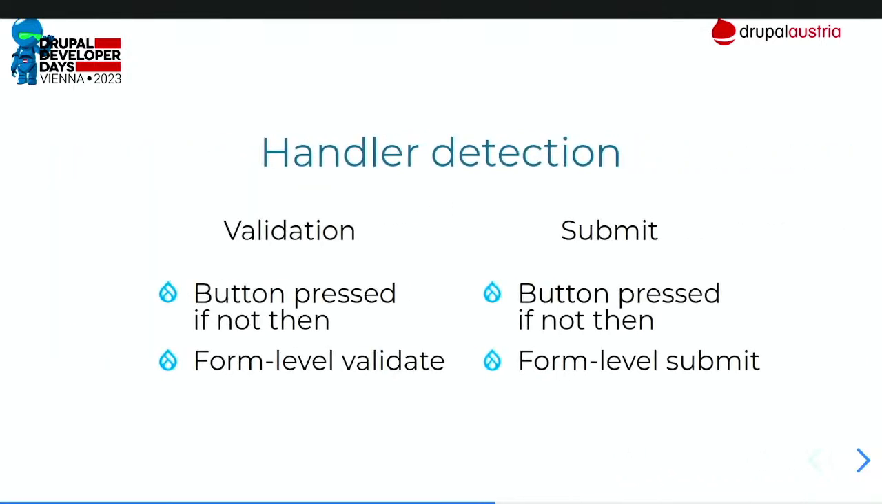How does Drupal decide which handler to run? It's simpler than it seems. It's the same for the validation and the submit. If there is a button that is pressed, that handler is used. If not, the form level validation or submit is used. So it's just the button or the form level handler.